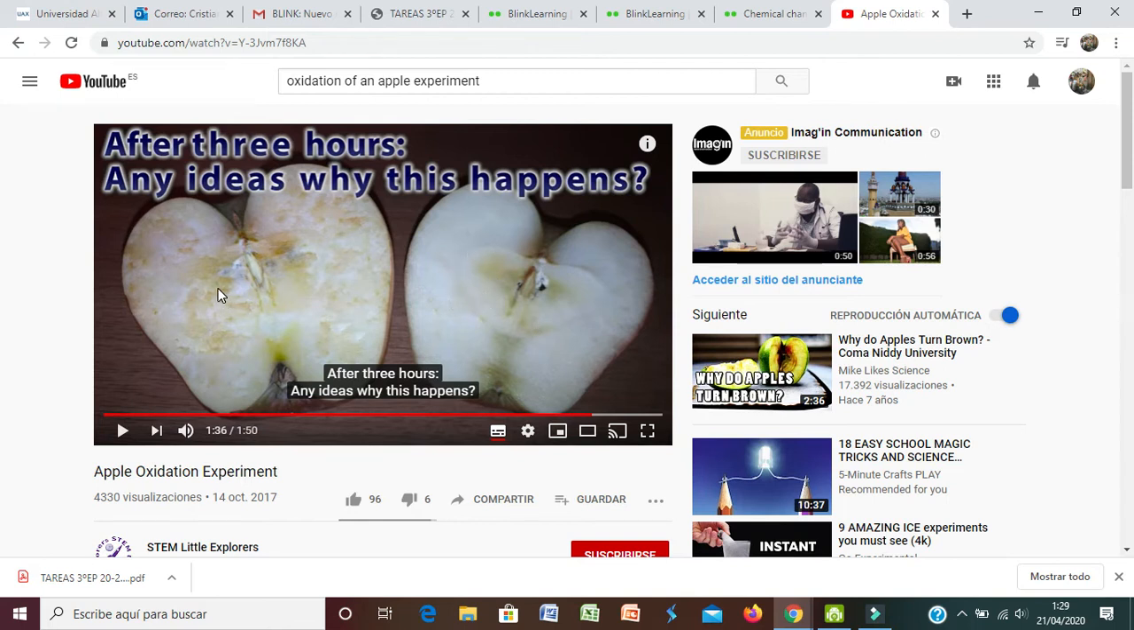Well, what happens here is that the oxygen reacts with the surface of the apple and it gets this color because this is another substance. This is what we call oxidation.